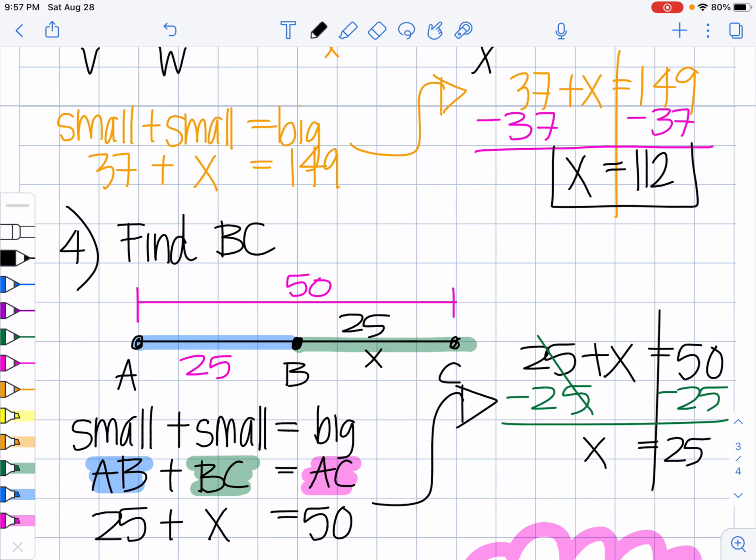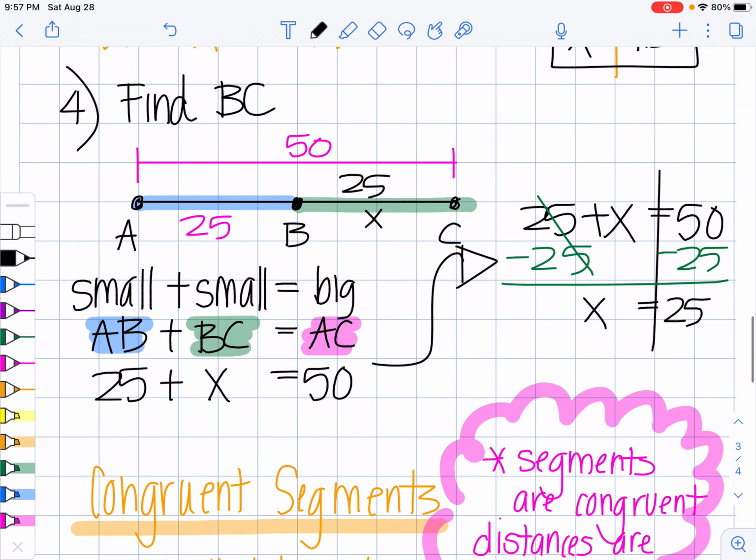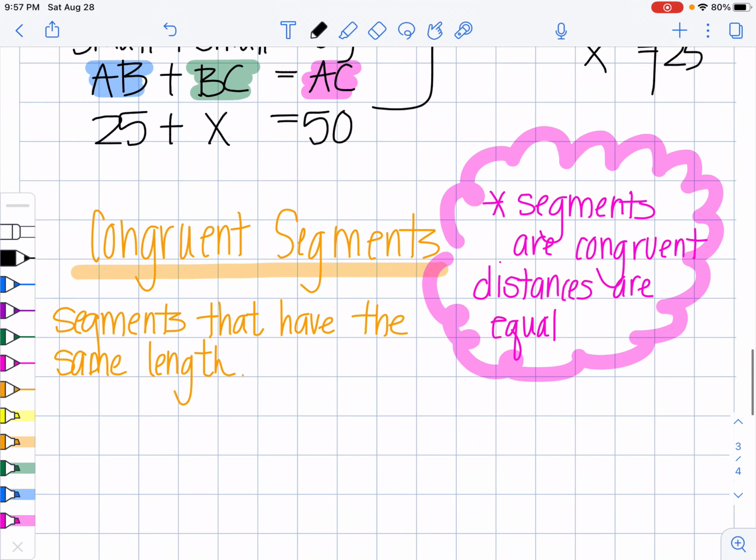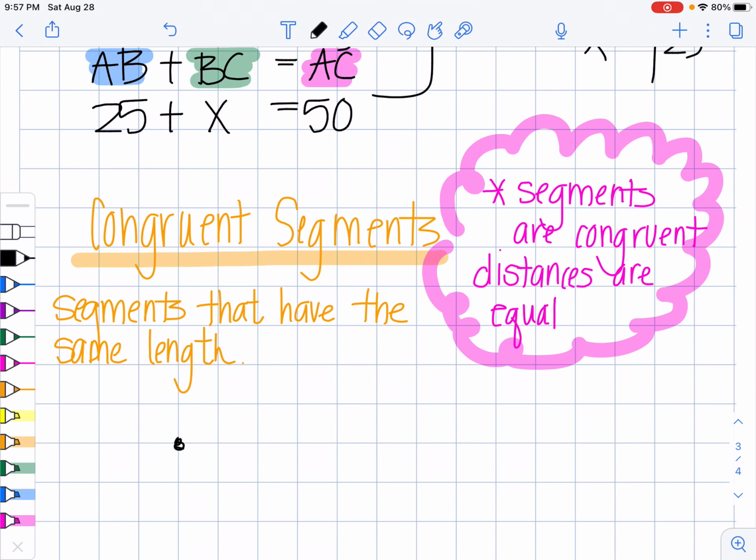So let's talk about that. Congruent segments. When I have segments that are the same length, we say that they are congruent. So when I'm looking here, I'm just going to redraw my picture. If this is 25 and this is 25, I say that they're congruent. I show that they're congruent in my picture with a single dash like this. This line segment is congruent to this one. It doesn't matter what the length is, it just matters that they're the same.